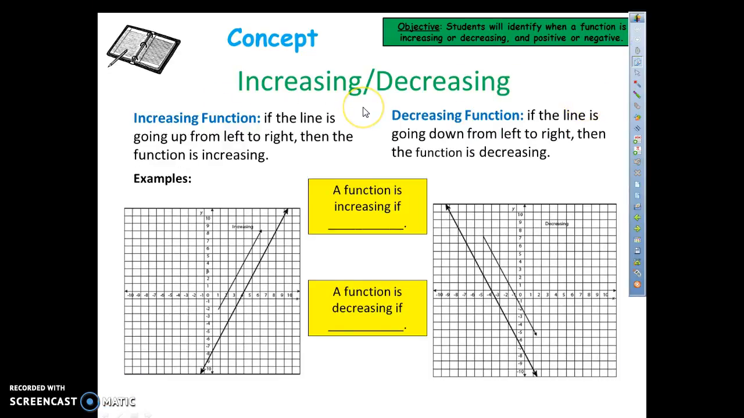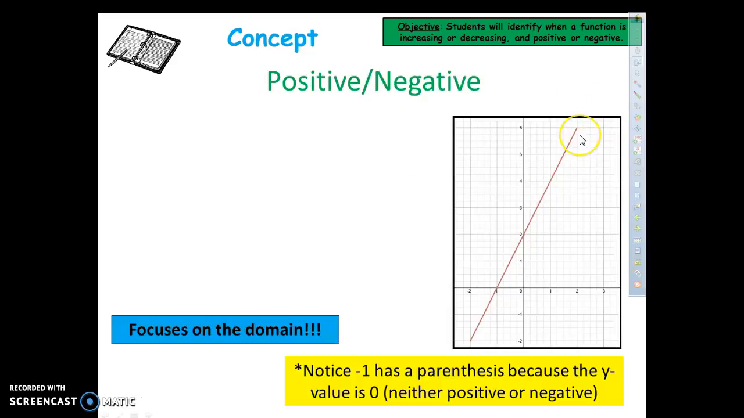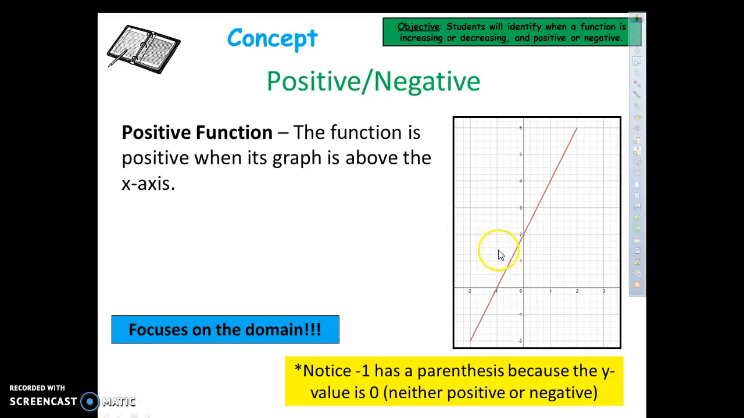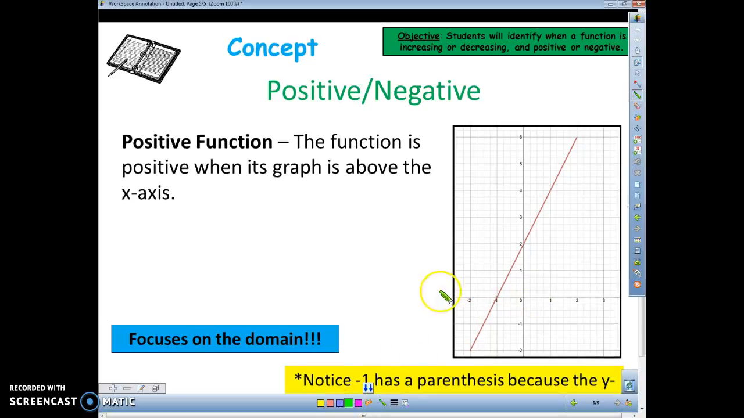Please make sure you get these definitions down in your notes. And we're additionally going to talk about positive and negative, when a function is positive and when it is negative. A function is positive when it is above the x-axis. So I'm going to use green for positive. Here's my x-axis, correct? Well, my function is positive when it's above. So when it's above, this is the make or break line.